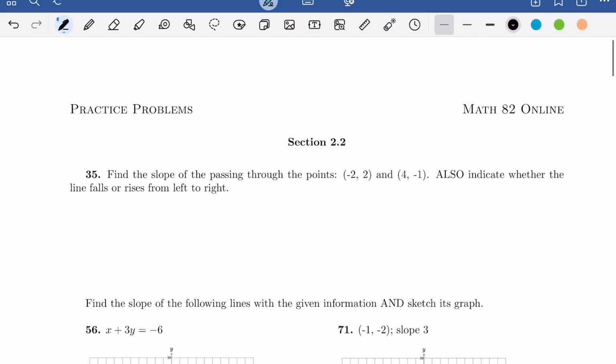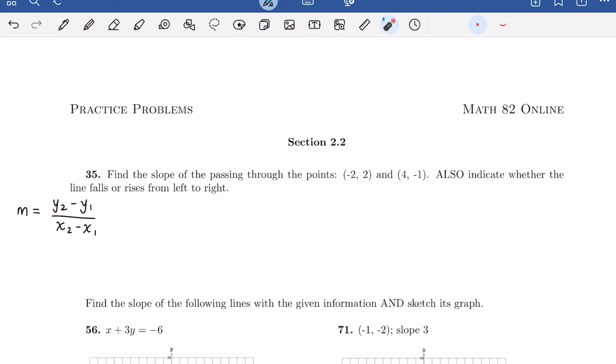So the first thing that we're going to do here is write down our slope formula. Lowercase m is going to represent our slope, and we know we can find this by taking the change in our y coordinates divided by the change in our x coordinates. All right, so now we just need to identify what these values are.